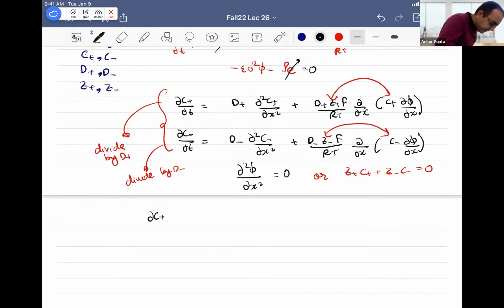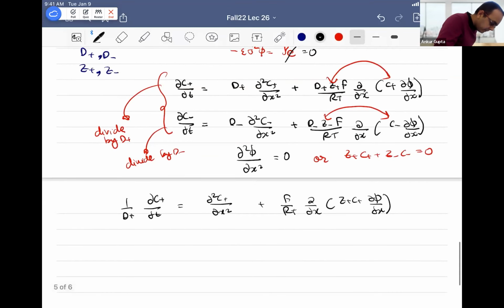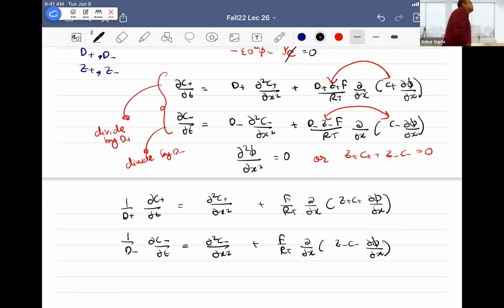So I get (1/D+) ∂C+/∂t = ∂²C+/∂x² + (F/RT) ∂/∂x of (Z+C+ ∂φ/∂x), and I'm just writing it like this so that you can see it. Then I have (1/D−) ∂C−/∂t = ∂²C−/∂x² + (F/RT) ∂/∂x of (Z−C− ∂φ/∂x). Okay. First, I want everybody to be comfortable with this.